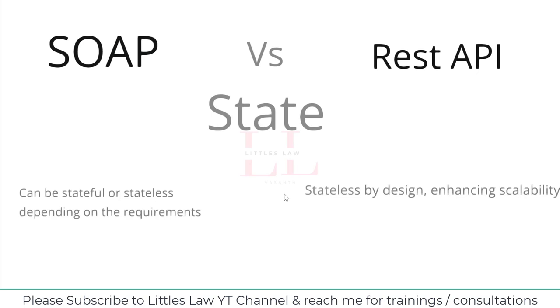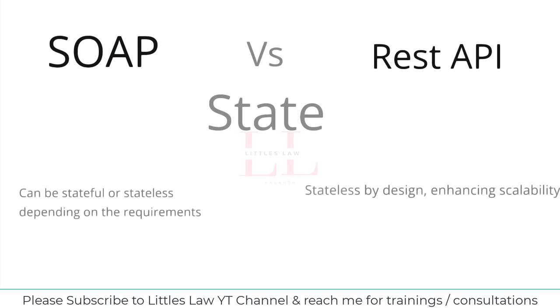Each request that we send from the client to the server is independent, and the server does not store any information about the previous interactions with the client. That's very important, and that's why we call it stateless. Scalability is easier because each request is handled in isolation, so it's very easy to scale up stateless applications.